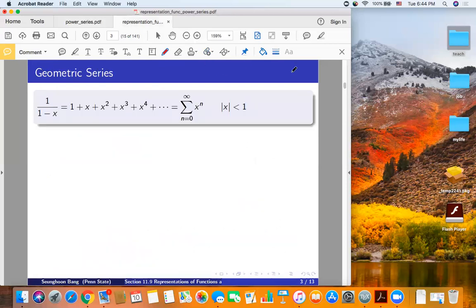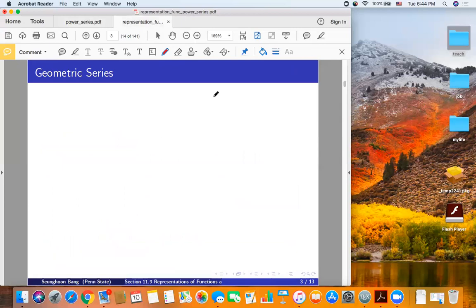Geometric series. So like this. How can we do that? We know this one: the summation from n equal to 0 to infinity of x to the n, which is the same as 1 plus x plus x squared plus x cubed and so on. So what's that?